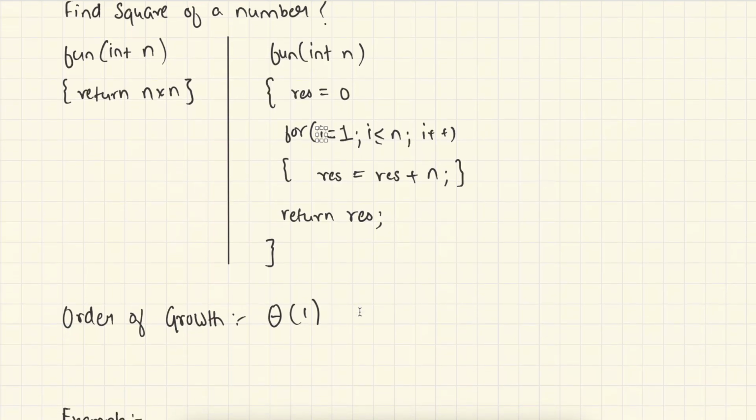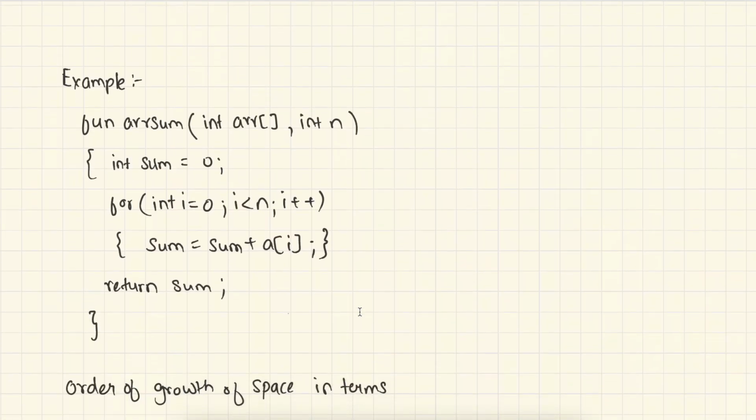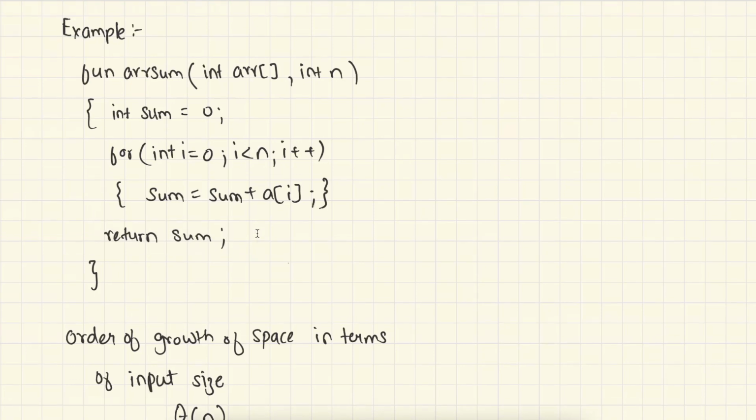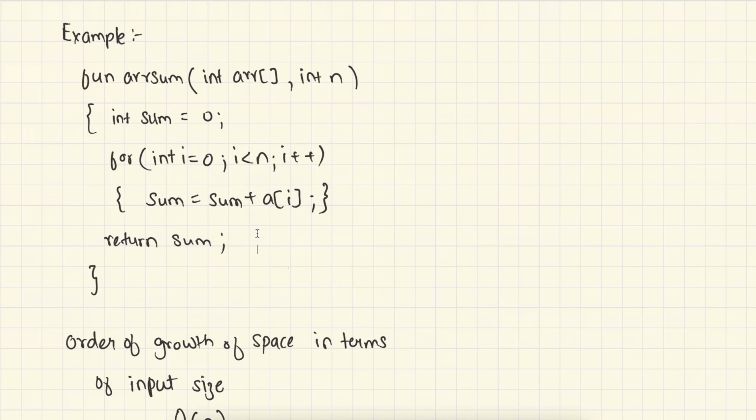Okay, so far so clear. Let's move on. So this is our second example. In this example, we have a function with the name arraySum, and what it does is sum all the values of an array. So we are passing an array as an input in this function along with the size of the array. In the first statement we are initializing sum with 0, then we are running a loop from 0 to n, and we are adding all the values one by one into the sum variable, and at the last we are returning the sum. Now what is the order of growth of this function in terms of space?